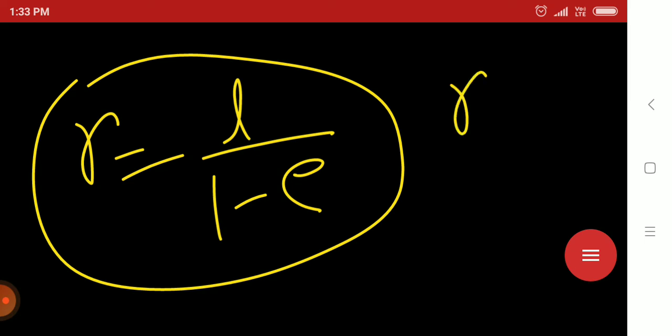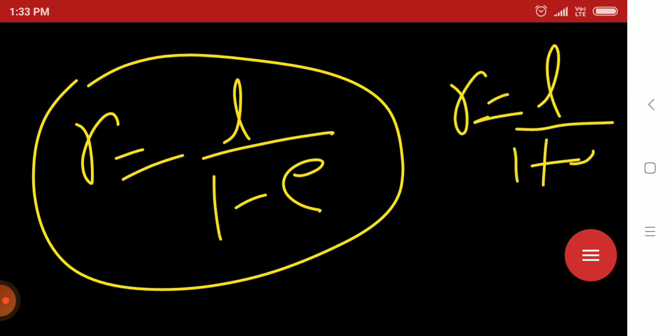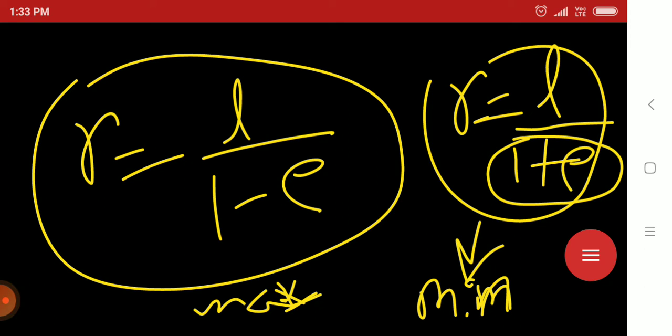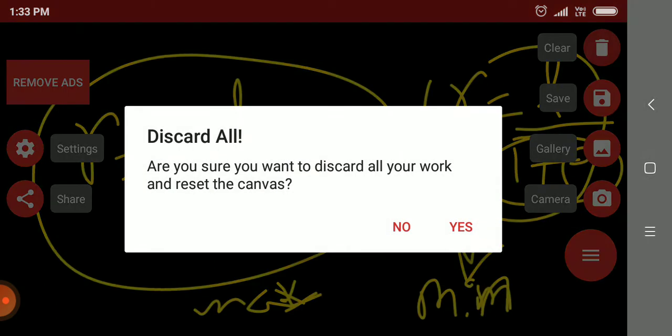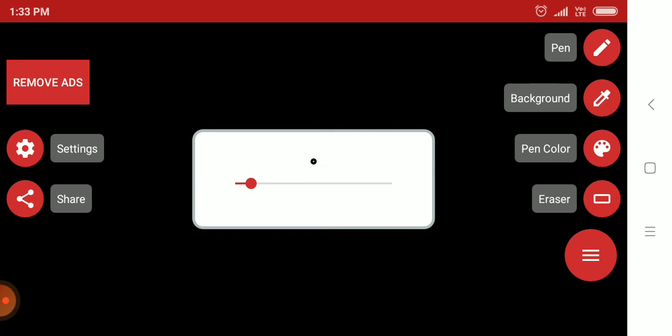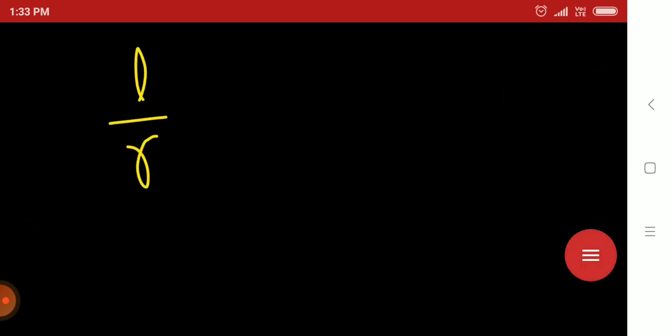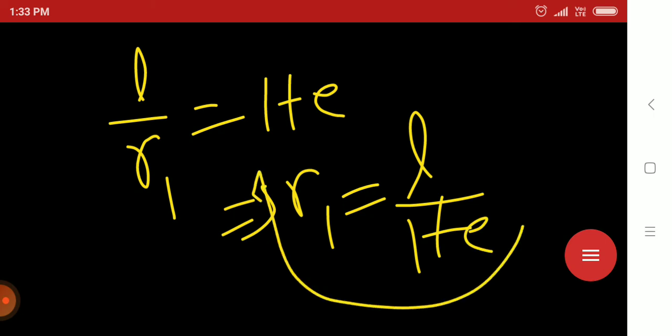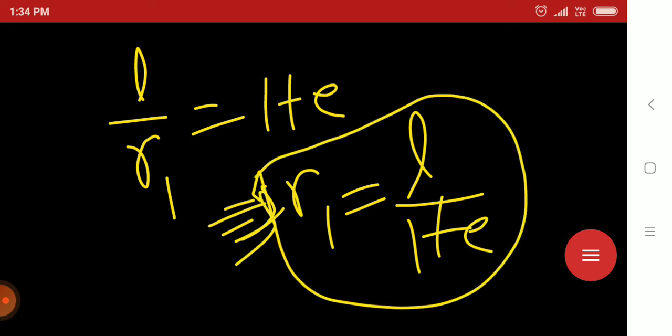For theta equals 0, we have R equals L by 1 plus e. So this is minimum, because the denominator is maximum. So radius R1 is minimum for theta minus theta prime equals 0, and this is maximum for theta equals pi. So for theta equals 0, we get minimum: L by R1 equals 1 plus e, so R1 equals L by 1 plus e.